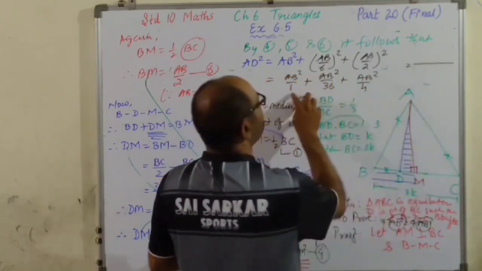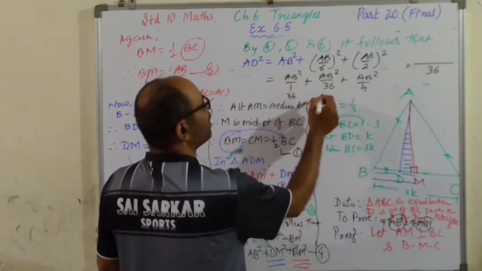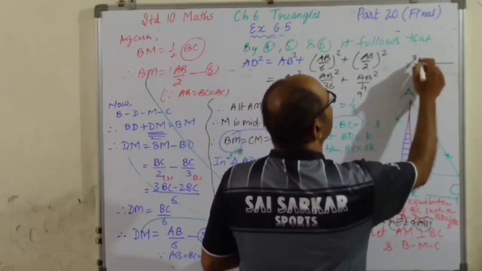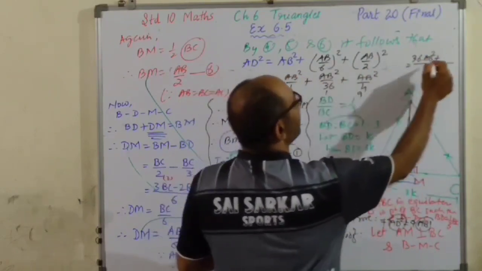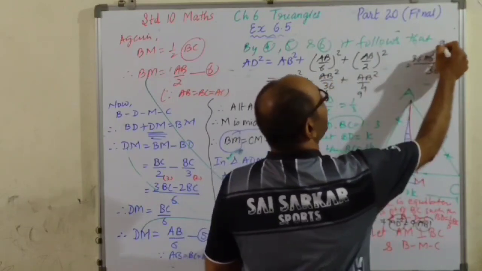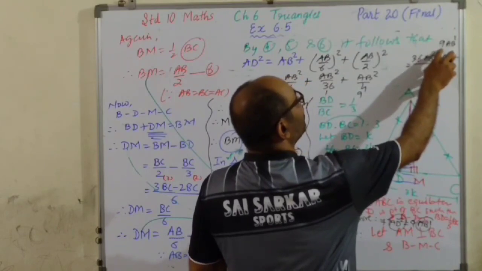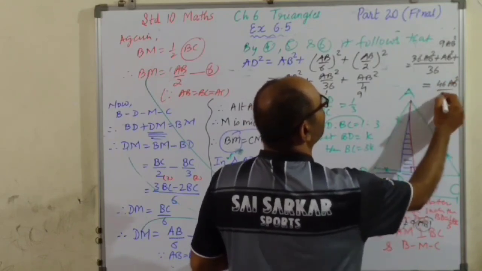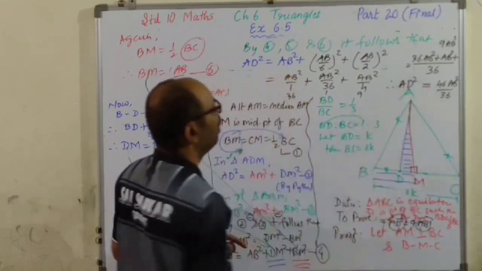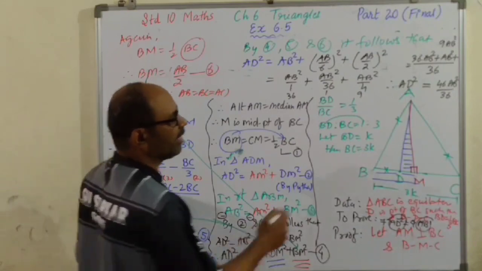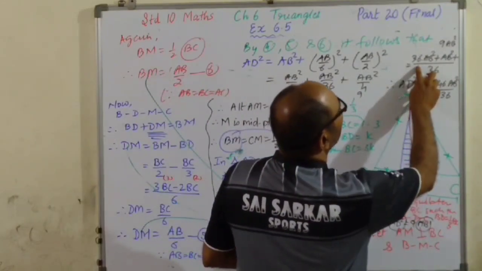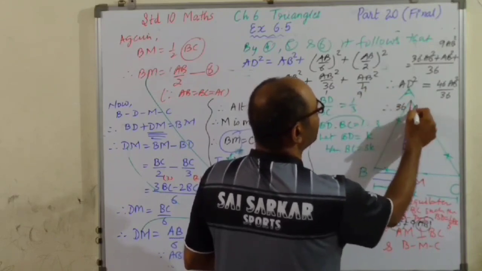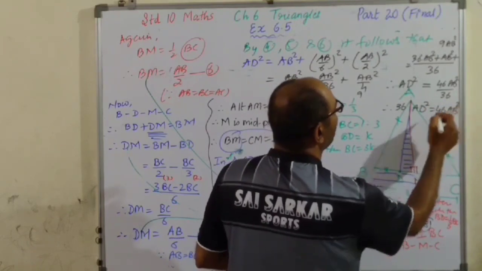Find the LCM is 36. Correct? 36 ones are 36, 4 9s are 36, into AB square. 36 AB square plus 1 AB square plus 9 AB square. All are like terms. 36 plus 9 is 45. 45 plus 1 is 46. 46 AB square upon 36. That is AD square. Alright? Got it, children? So, take it on the other side, children. 36 AD square is equal to 46 AB square.